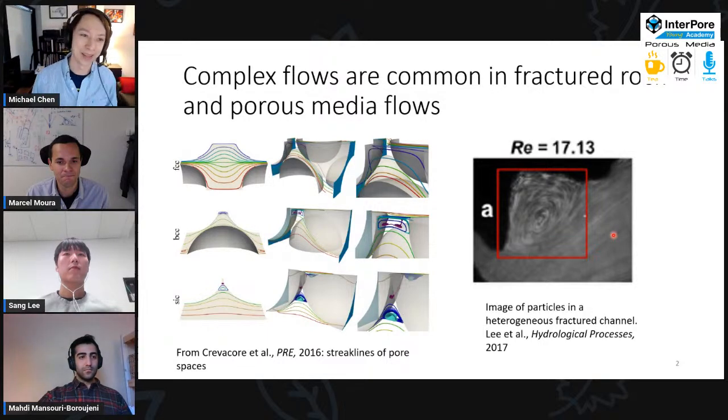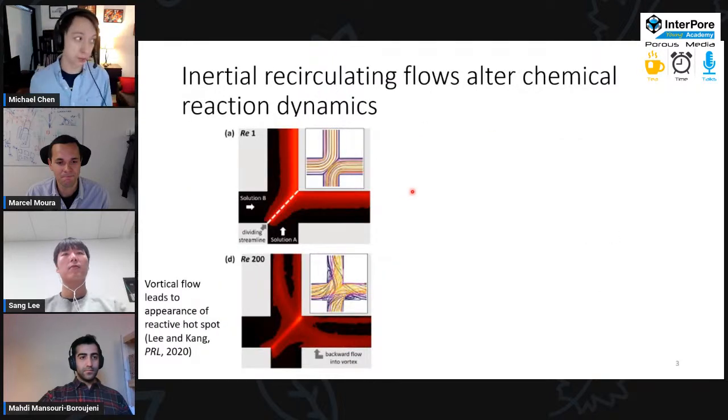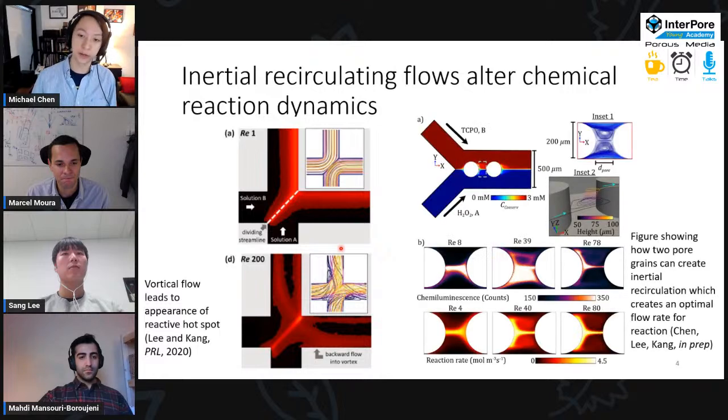We should intuit then that if we've got these complicated flows altering transport, we should see an impact of these recirculating flows on chemical reaction as well. And Singh, who helped set this up and introduce this, did a really cool and neat study showing how these inertial recirculating flows, which you can see appearing here, alter chemical reaction dynamics and enhance reaction. And I also have done a work previously showing how a very idealized porous media structure by two pore grains also influences chemical reaction dynamics.